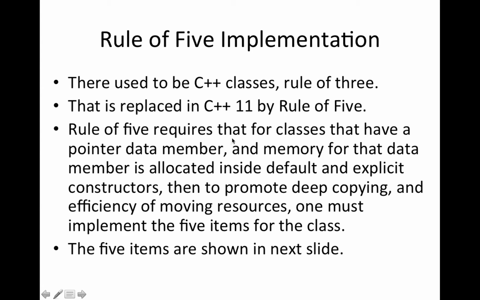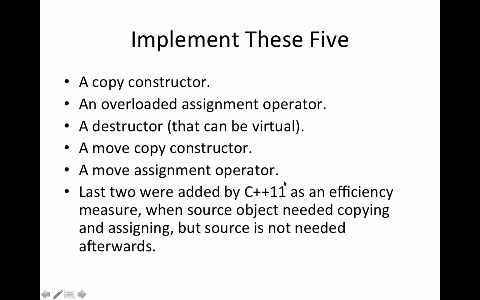Rule of 5 requires that for classes that have a pointer data member and memory for that data member is allocated inside default and explicit constructors, then to promote deep copying and efficiency of moving resources, one must implement the 5 items for that class. That's a mouthful, but we'll see what those are. And those five items are shown in next slide.